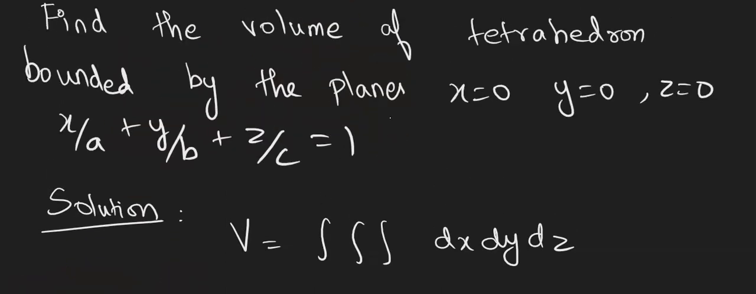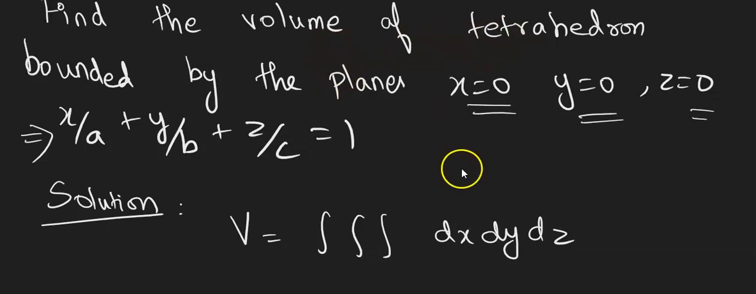So they have given: find the volume of a tetrahedron bounded by the planes x = 0, y = 0, z = 0 and this plane. So this will be like a pyramid, the tetrahedron. So we have to fix the limit for this. First, they have given three planes as 0.